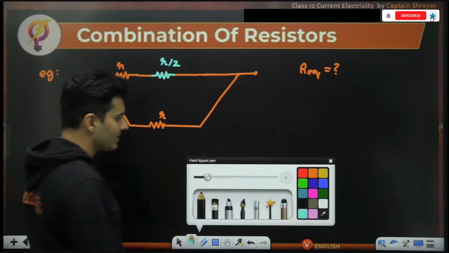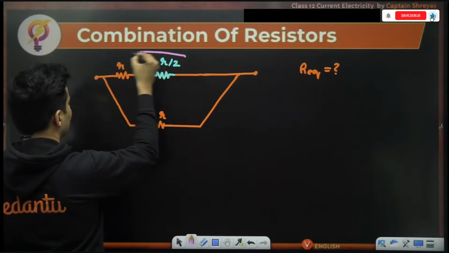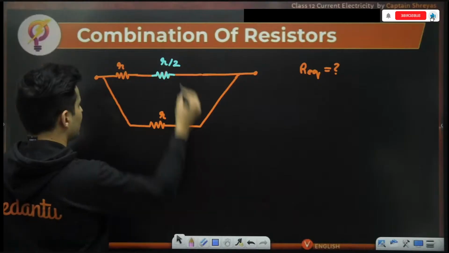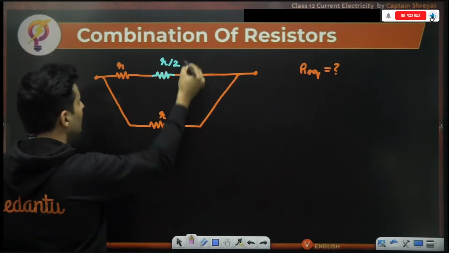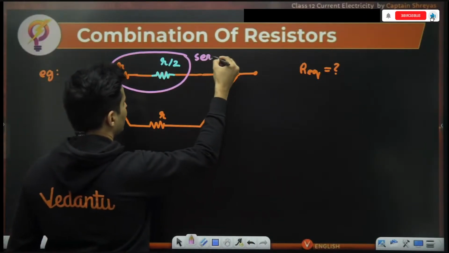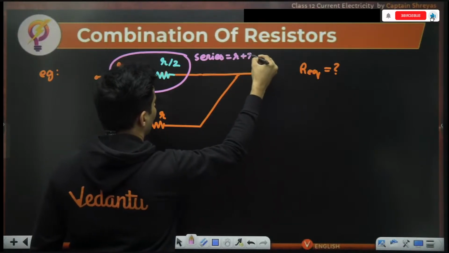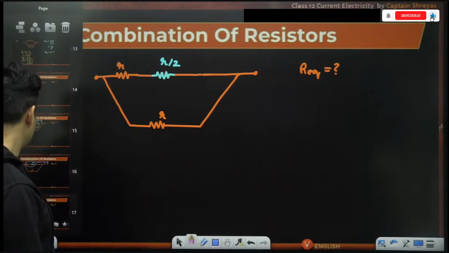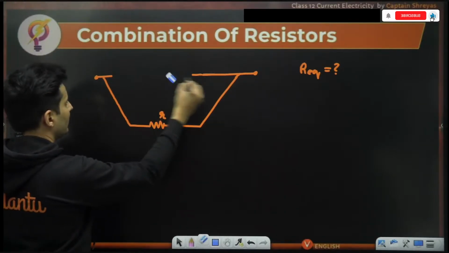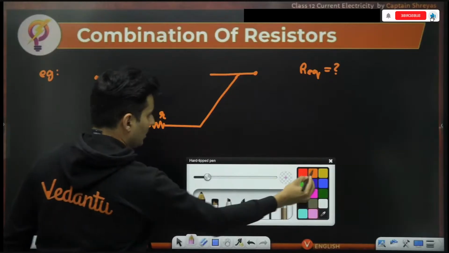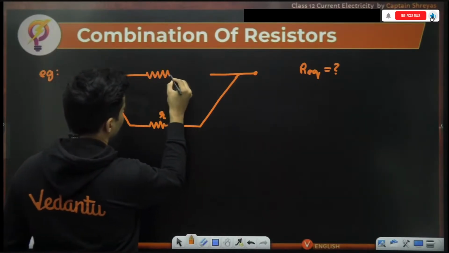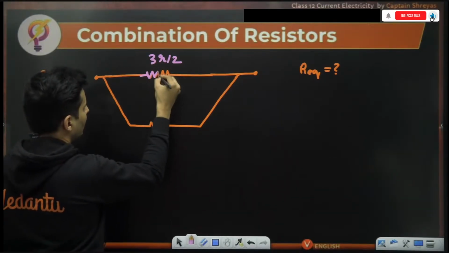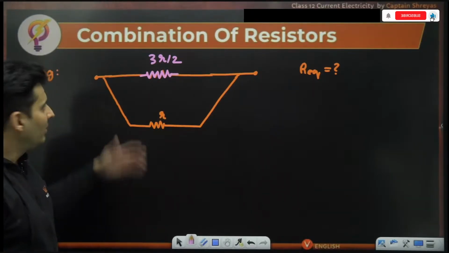Now these two are in series. Can you see that? These two resistors are definitely in series. So what can we do? We can just say, okay, these two, because they are in series, we can just add them. So it will be R plus R by 2, which is 3R by 2. Perfect. So if it is 3R by 2, I don't need two resistors anymore. I can just write down a single resistance whose value is 3R by 2.